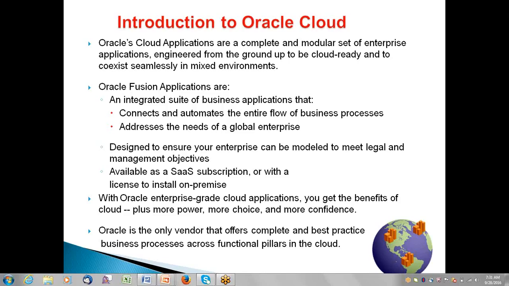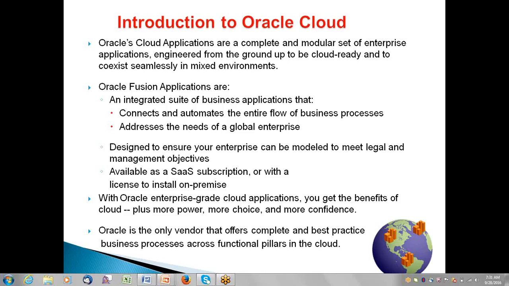So it will be easy to understand, like descriptive flexfields, profile options, lookups. These are all taken from E-Business, whereas business unit and set ID concepts have been taken from PeopleSoft, and they combined it and built the new application which is called Fusion applications. So Fusion applications are an integrated suite of business applications that connects and automates the entire flow of business processes. They also address the needs of the global enterprise, because nowadays most enterprises are global.